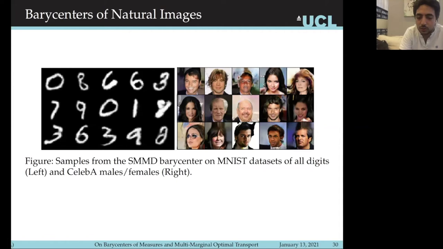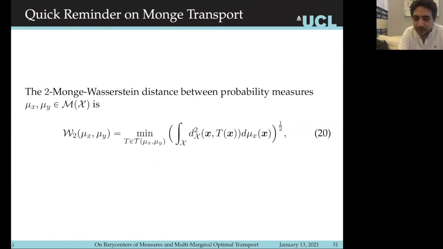So yeah, that was for barycentric averaging. So if there are any questions, please ask. The only thing is I can't see messages because I'm sharing my screen. So if there are any questions, feel free to just talk.